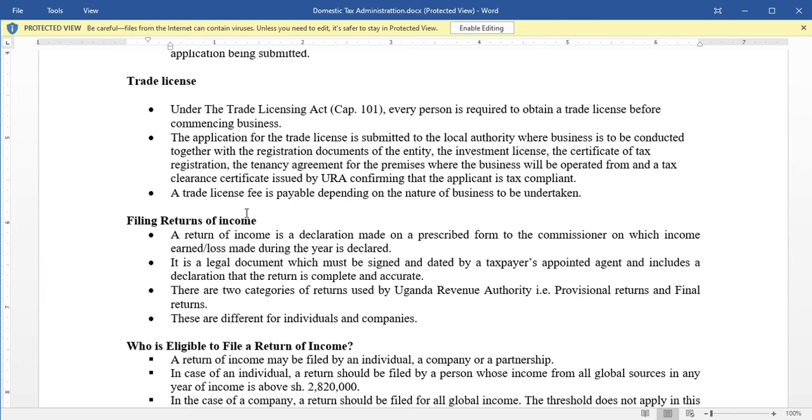Then a trade license fee is payable depending on the nature of business to be conducted. If your business is small, you will not pay the same license fee as the person who has a big business.